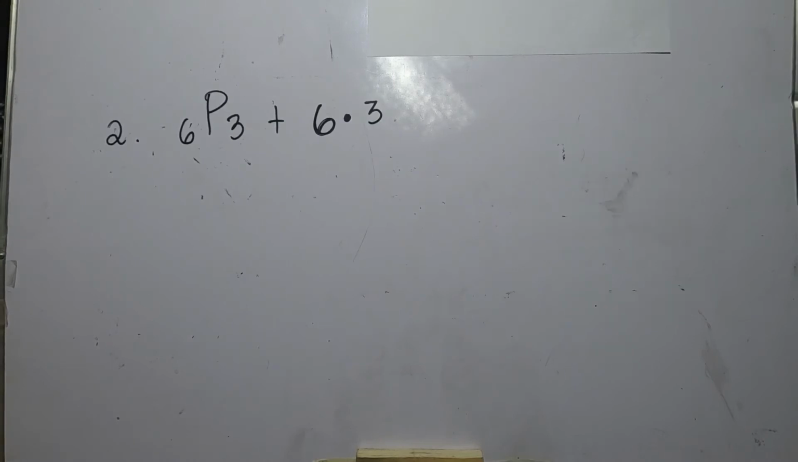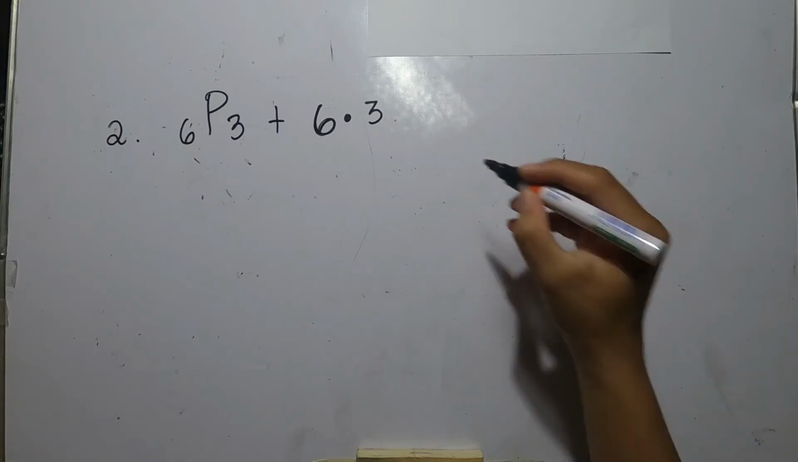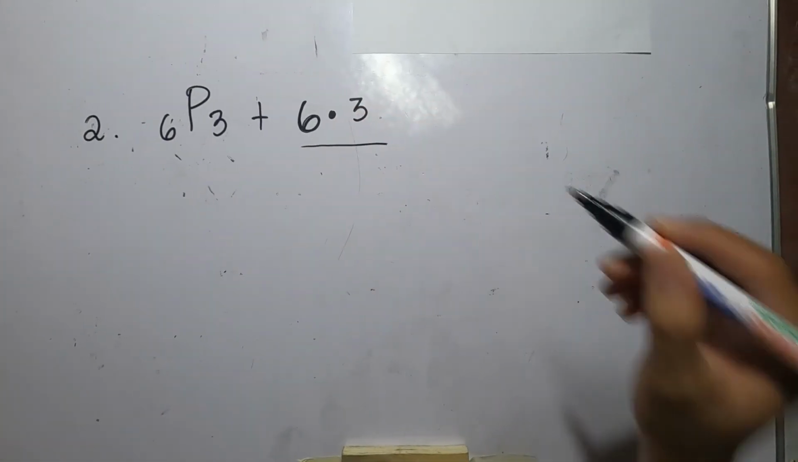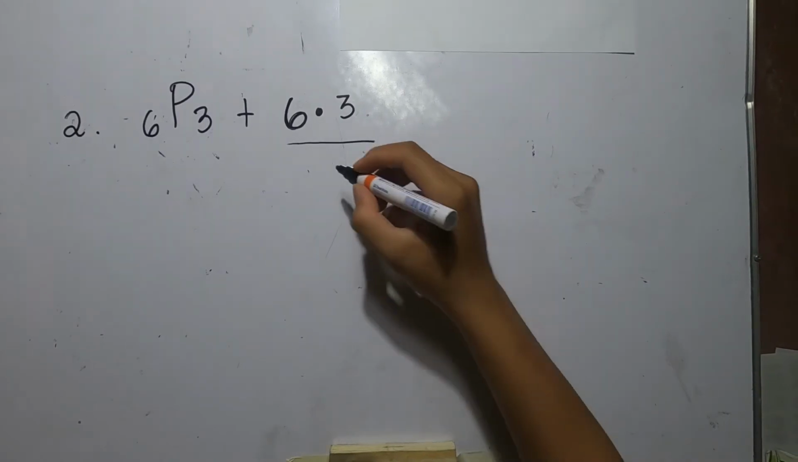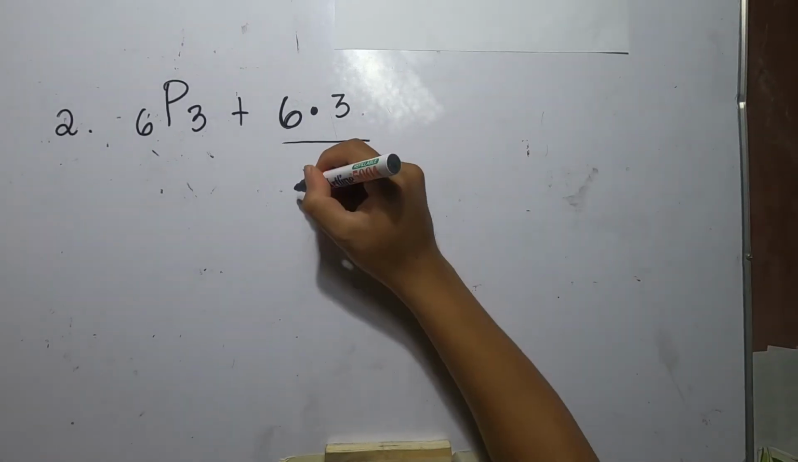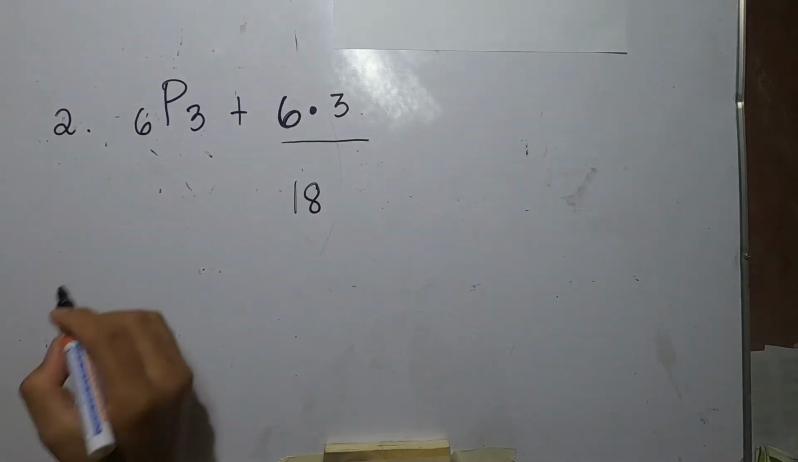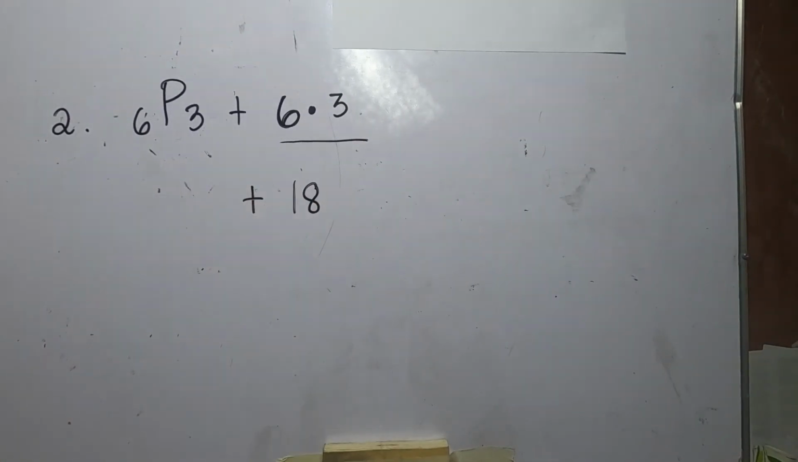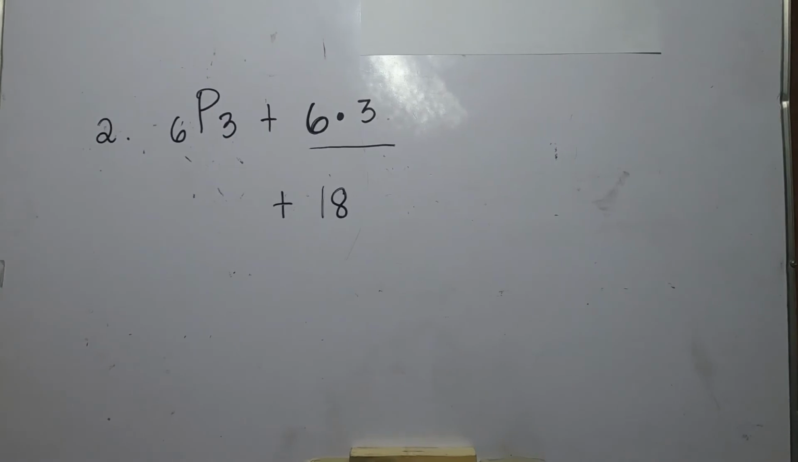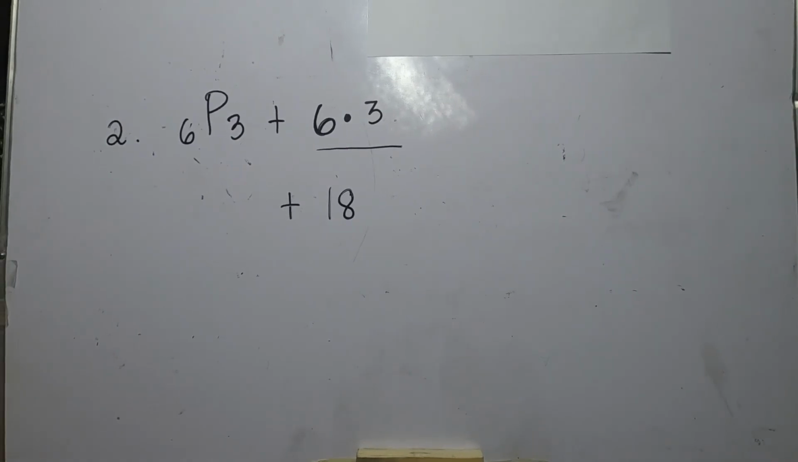For number 2, the given was permutation of 6 taken 3 added by the product of 6 and 3. So given the operations, we need to evaluate first the product of 6 and 3. And we know the product of 6 and 3 is 18. This 18 must be added to the evaluated value of permutation of 6 taken 3.